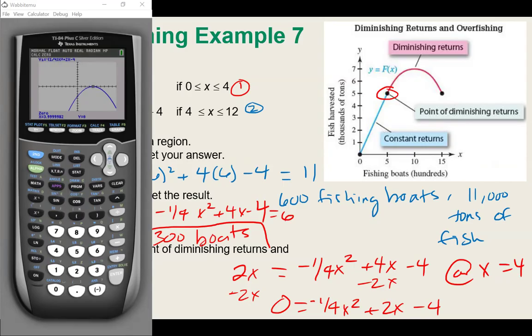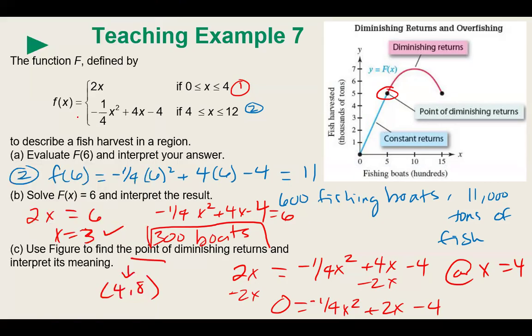Now, to get the full point, I would have to take 4 and plug it into the equations, right? So when I take 4 and plug it in, I'm going to use the easier one. And what's 2 times 4? 8. So our actual point is 4, 8.